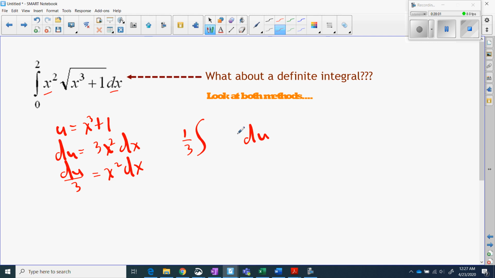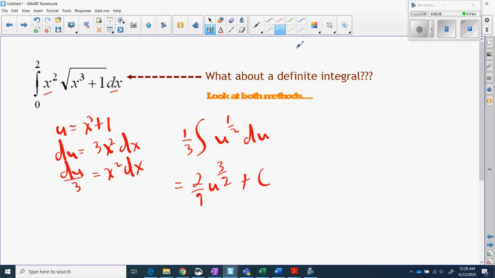Probably should be doing this at the end just so you have enough room to fill in whatever you need here. But in here, I'm going to need now this, which is u to the 1/2. Anti-differentiate. So I'm going to add 1 to the exponent, which will take me to 3/2. I'm going to multiply then by 2/3. So that's going to give me 2/9 because there's already a 1/3 here. u to 3/2 plus c.